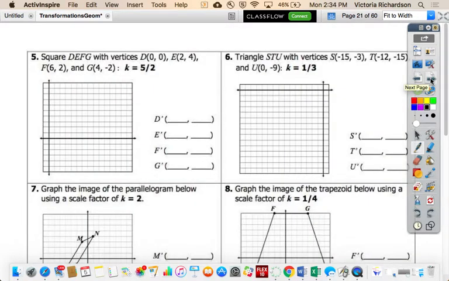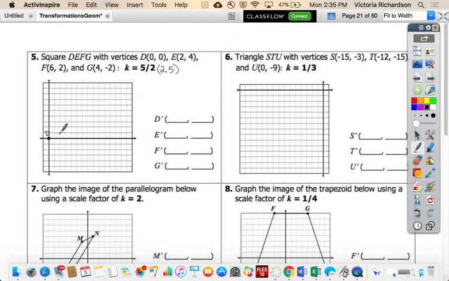Number 5, we have a square. And we're going to multiply by a scale factor of 5 over 2. I'm going to change that to a decimal, and that would become 2.5. So I'm going to start at 0, 0. That's my original ordered pair, and that's D. Remember, that's the origin. E is 2, 4.